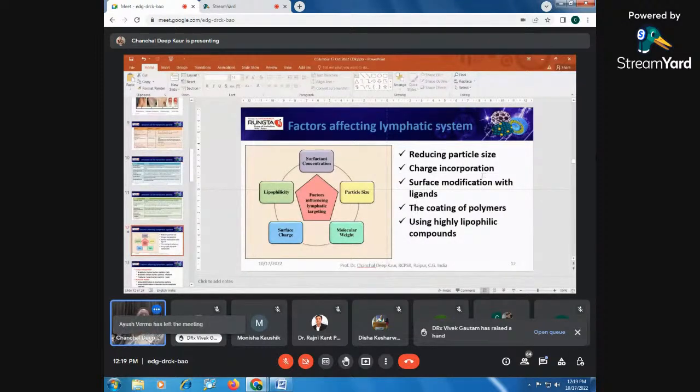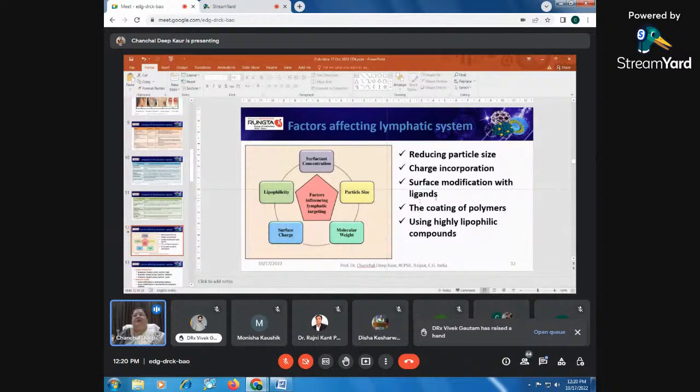You can incorporate positive charge, negative charge, and these charges have affinity to lymphatic organs. Suppose, for example, if you are taking liposomes, you can prepare neutral liposomes, you can prepare positive or negative liposomes. So liposomes also have natural affinity towards the lymphatic system. But by modification or by incorporating charges, you can prepare a delivery system that will target the drug directly to the lymphatic system. Okay. Then surface modification with ligands.